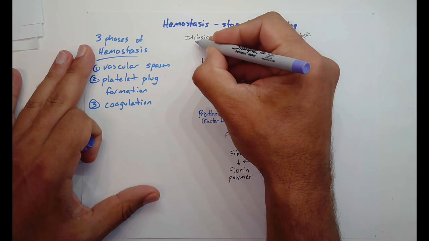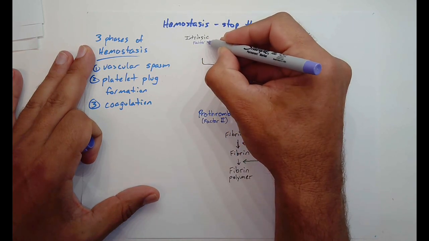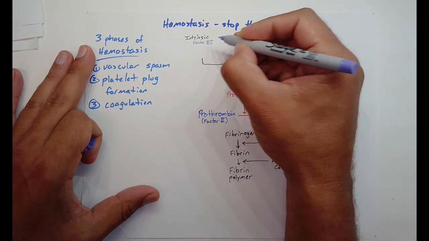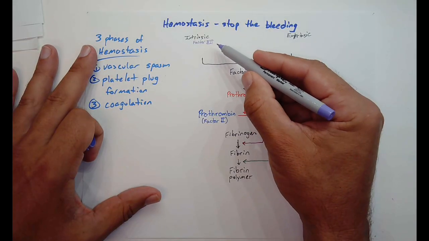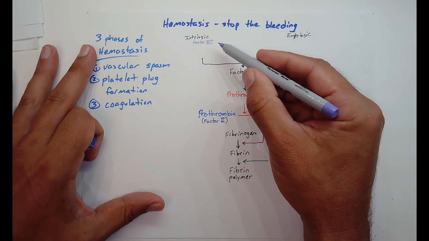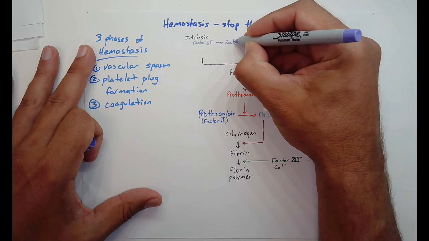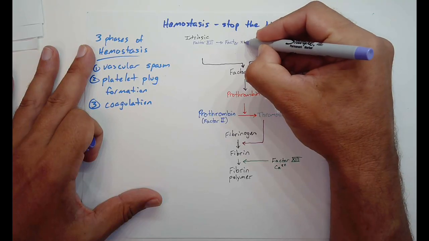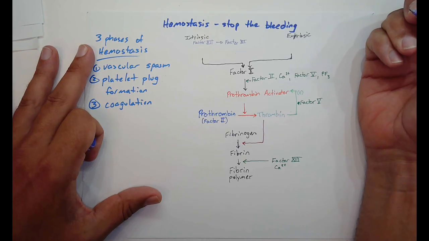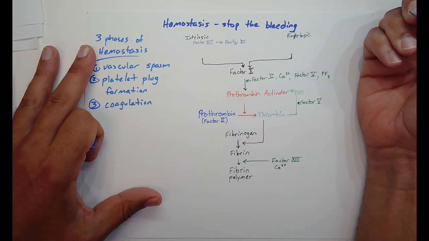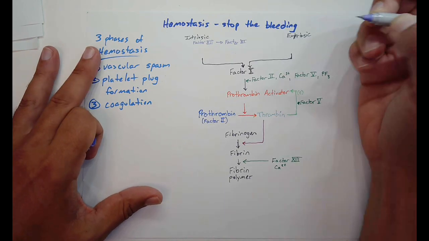The intrinsic pathway requires a factor 12. Factor 12 is the Hageman factor, and basically it's going to be instigated by activated platelets. Factor 12 then goes on to activate factor 11. Factor 11 is also known as the plasma thromboplastin antecedent. So whatever the heck that is, I never studied it in a lot of detail.